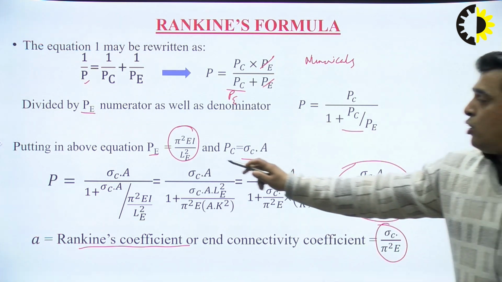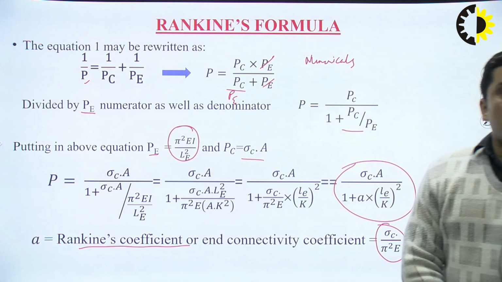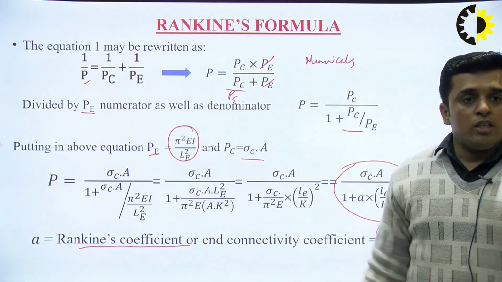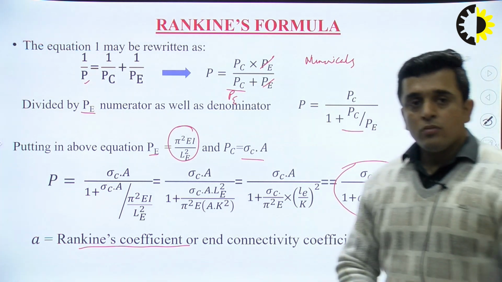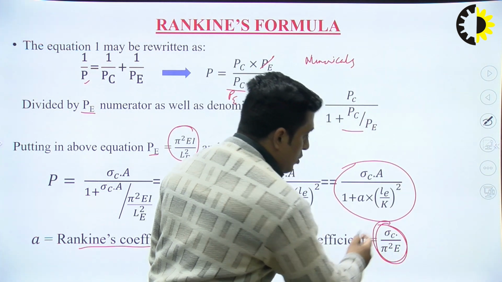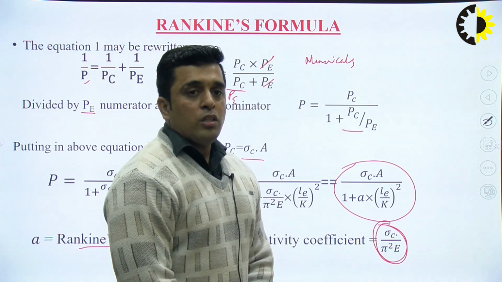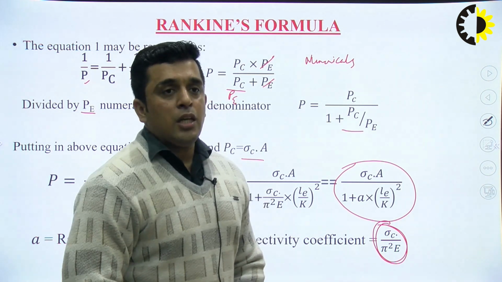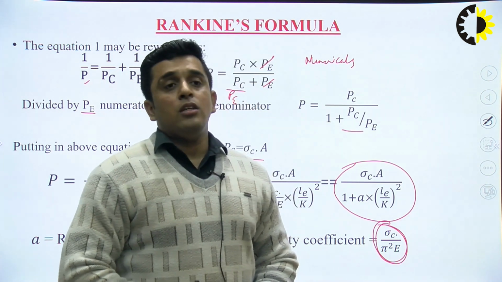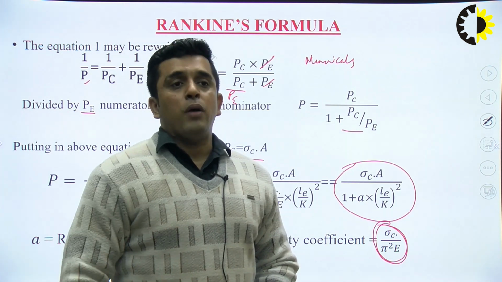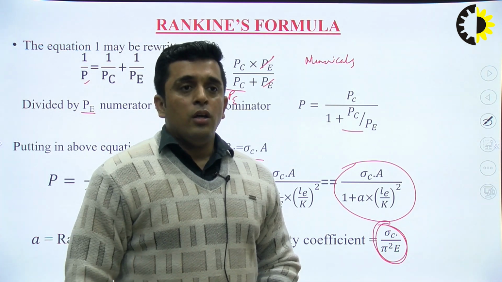Now replacing the value of PE is equal to pi square EI upon LE square, and PC is equal to sigma C into A, putting the values you get this value. Now the important thing is, you need to remember this coefficient. This is the Rankine coefficient. So the Rankine formula basically comes into account when there is a short column failing due to crushing. A long column fails due to buckling and a short column fails due to crushing.